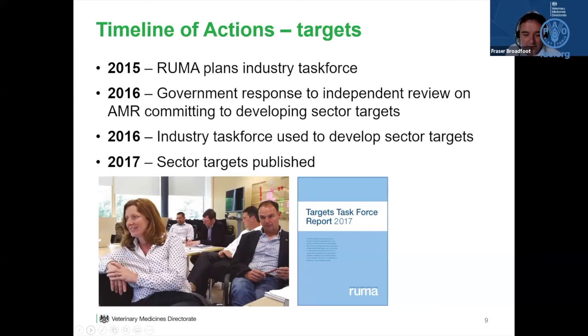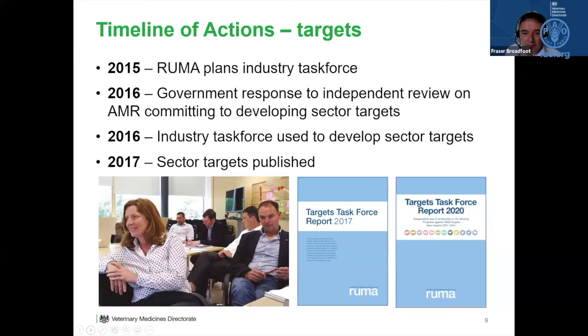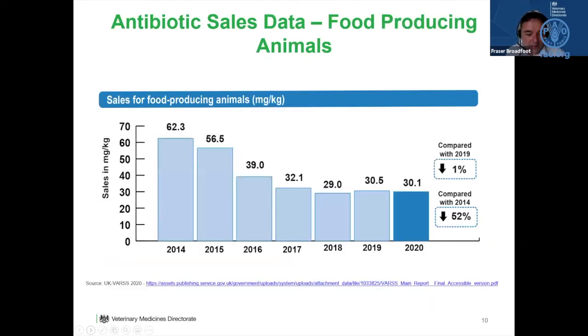And so the first set of targets was published in 2017, and then the second set of targets was published in 2020, which covers the period up to 2024. So I think this was a really important initiative, and what we've seen in the UK is some very significant reductions in antibiotic use.